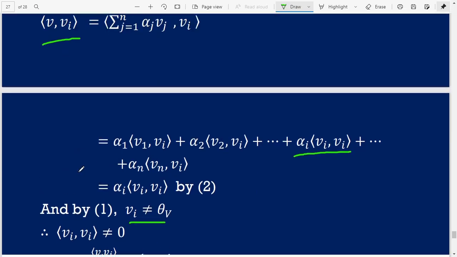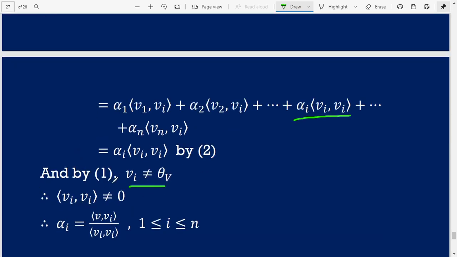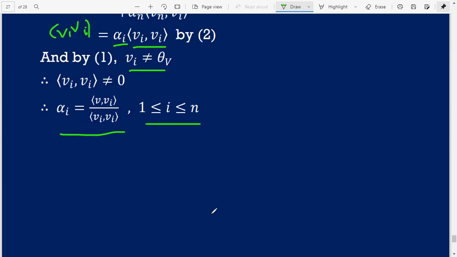the inner product of v with vi upon the inner product of vi with vi, for 1 ≤ i ≤ n.